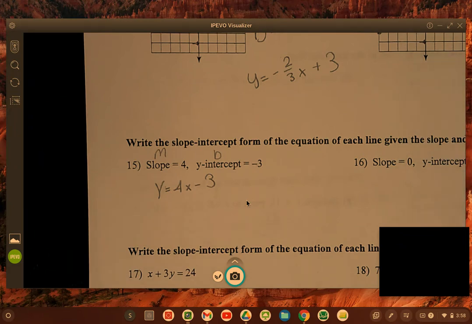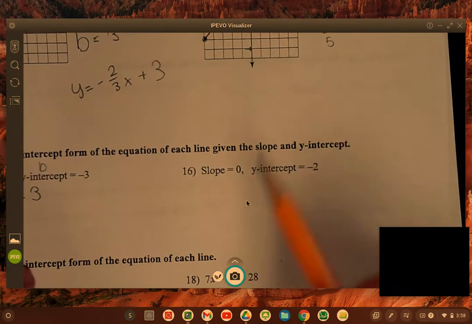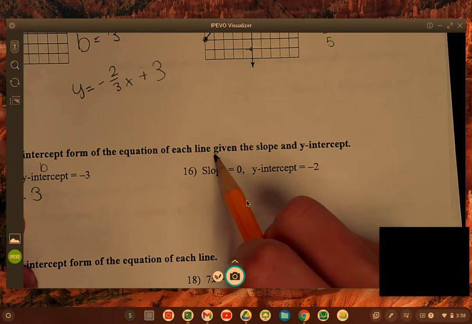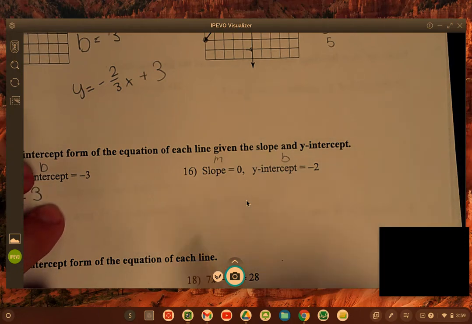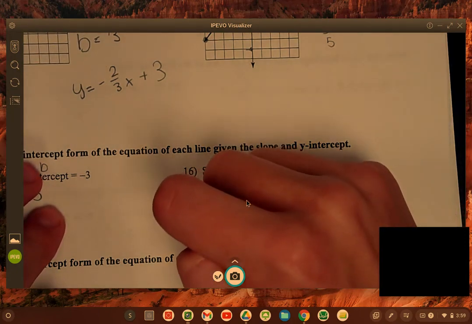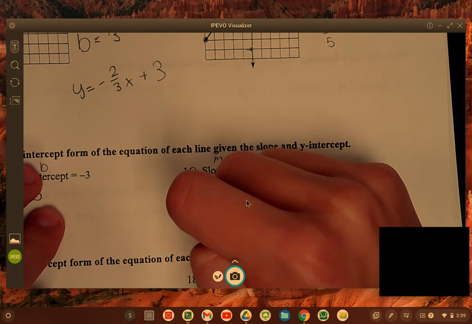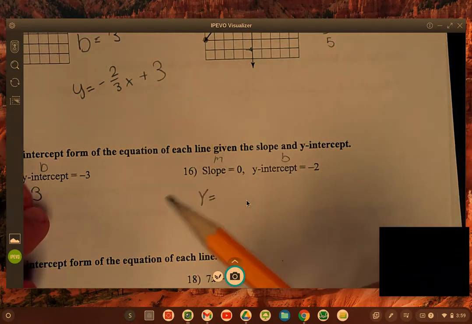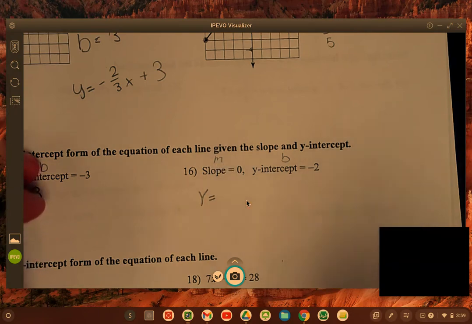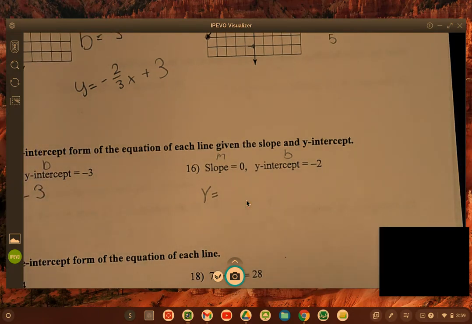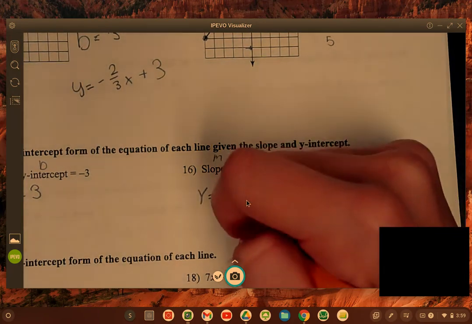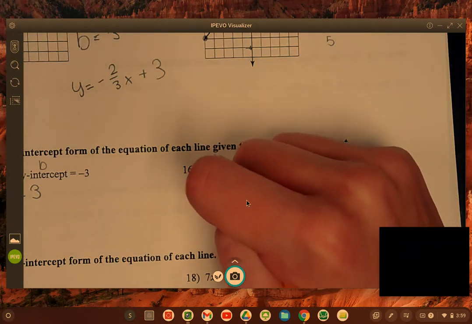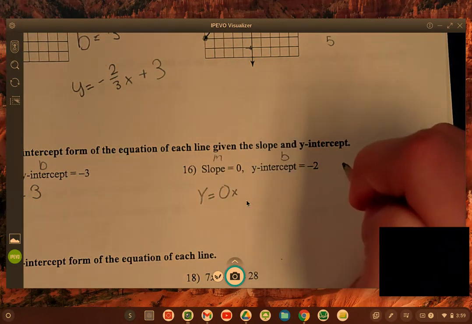Oh, can you do 16? Because that's really a nasty question. So slope is 0. So y equals, m is 0. So m times x would still be 0. So you don't have to put anything for x. Will you write it just so I know? Okay, would it be 0 times x?